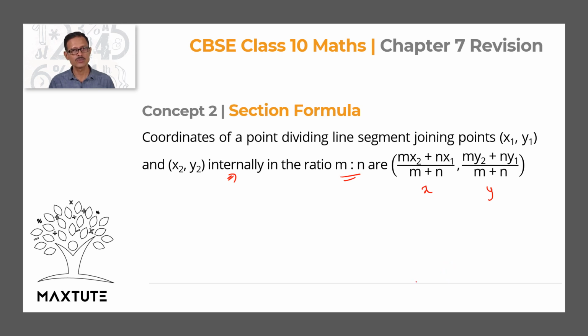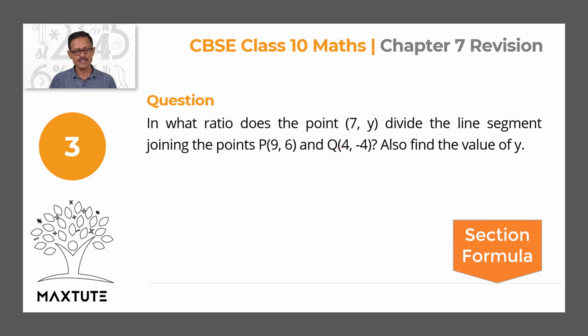Let's get a few questions to understand and solve this and check out how this was tested. All the questions that we are doing right now are basically lookalikes of questions that have been tested in past years. Right? It says: in what ratio does (7, y) divide the line segment joining point P(9, 6) and Q(4, -4)? Also find out the value of y.